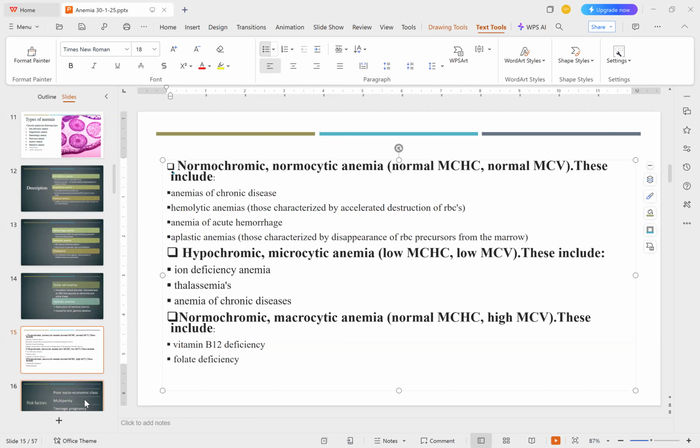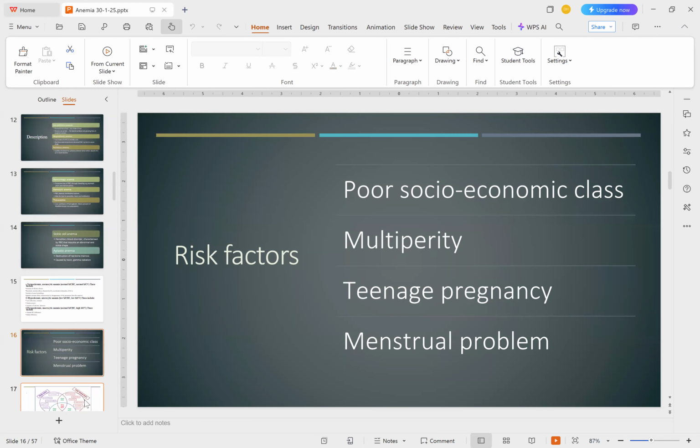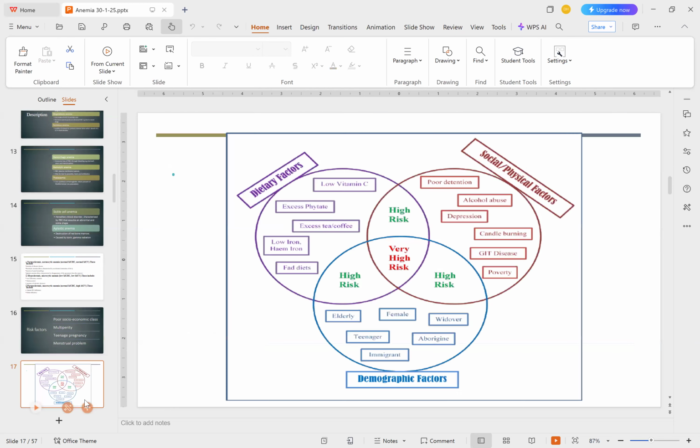Risk factors of anemia include poor socioeconomic class, multiparity, teenage pregnancy, and menstrual problems. The dietary factors that cause anemia include low vitamin C, excess folate, excess tea and coffee, and low iron intake.